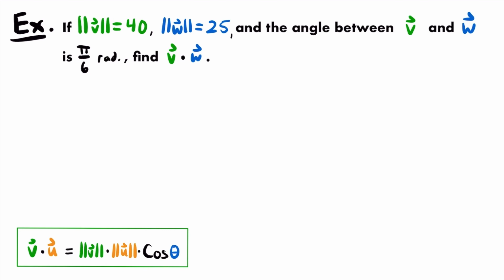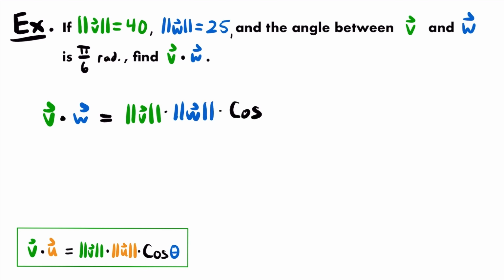So in this case, if we want to find the dot product of vector v and vector w, it will look like this. We'll have vector v dot vector w, and that will be equal to the magnitude of vector v times the magnitude of vector w times cosine of the angle between those two vectors. And I'm going to use a different color for the angle this time. And we know that the angle between vector v and vector w is pi divided by 6 radians. So I'll write that down here. That's the angle between our two vectors.